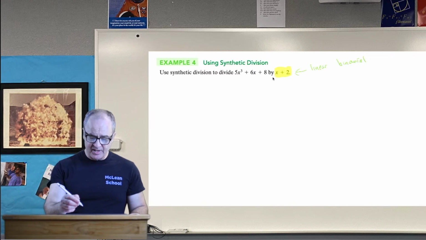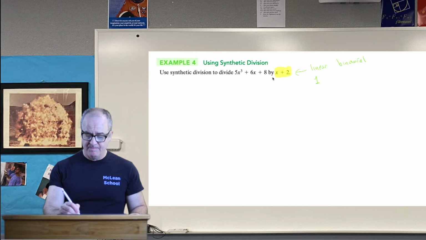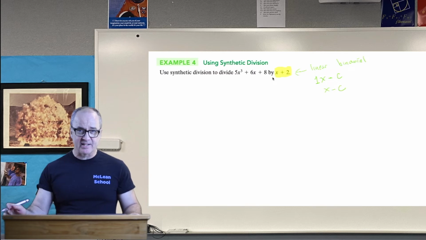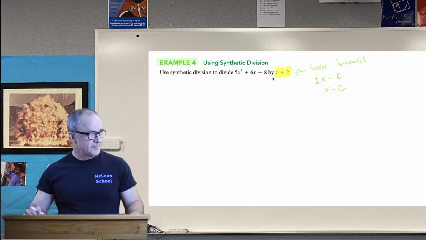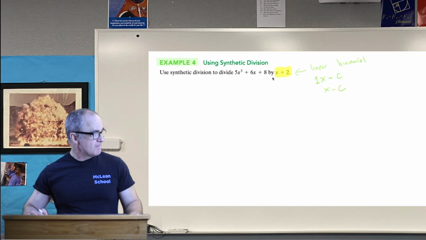Another thing is that the leading coefficient has to be 1, okay? And it's usually written in the form x minus c. In fact, usually you don't see the 1, you just see x minus c, but it has to be 1x, can't be any other coefficient. The minus is there as a reminder to flip this sign.